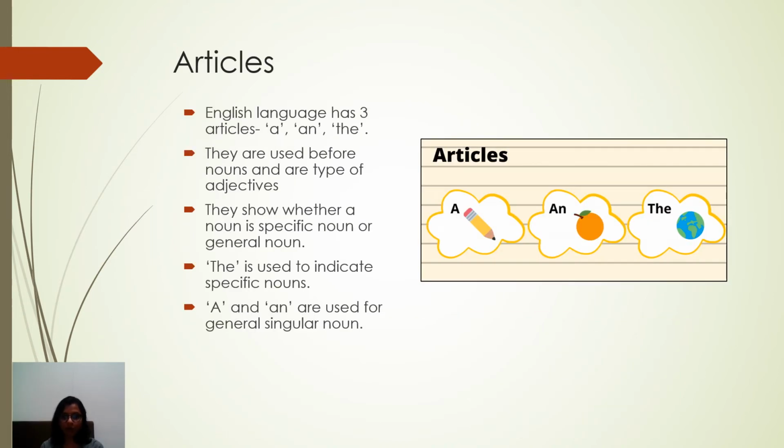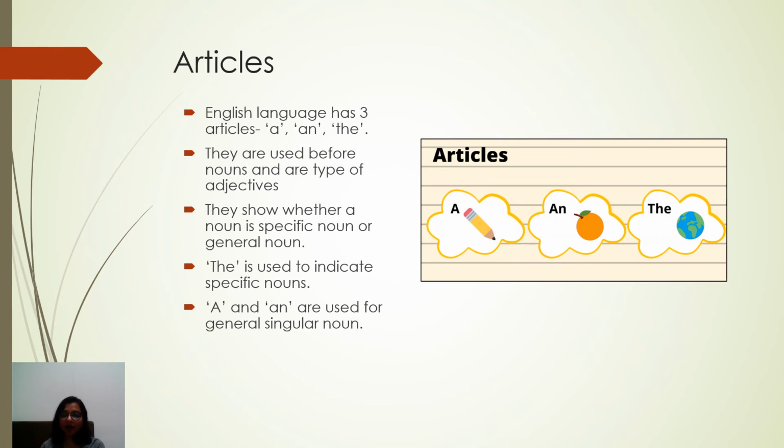Okay, so now we move on to our articles. As you have been seeing in the previous slides, in the examples that I have used a or an before my singular noun, right? For example, a bat, a ball, or an orange, right? I'll explain to you the differences. First, let's understand what are articles. There are three articles, a, an, and the. They are used before the noun, and these are a type of adjectives.